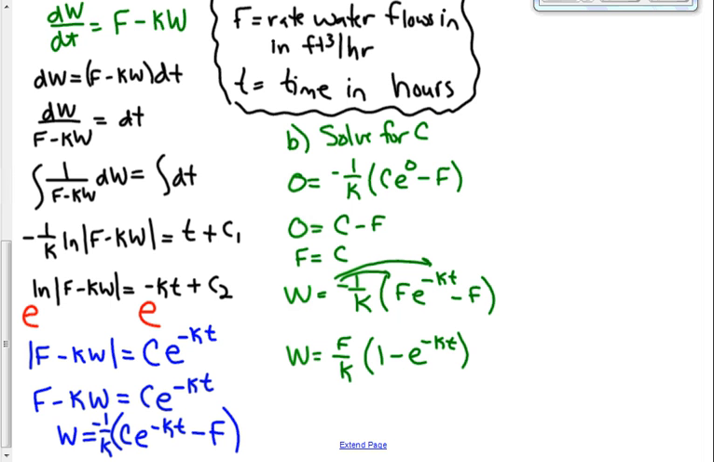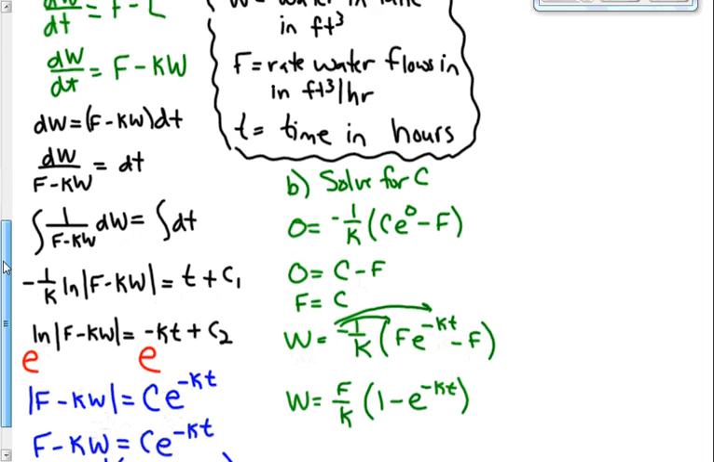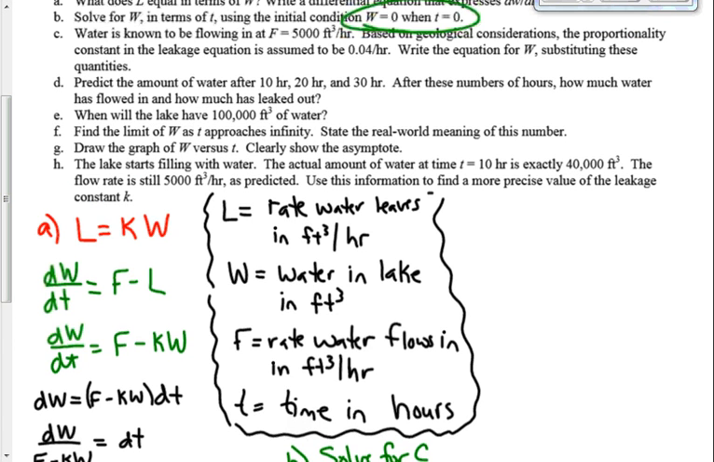So again, if you don't get that, pause it for a minute, see if you can figure out what I was doing. Moving on to part C. Water is known to be flowing in at 5,000 cubic feet per hour. Based on geological considerations, the proportionality constant in the leakage equation is assumed to be 0.04 per hour. Write the equation for W substituting these quantities.